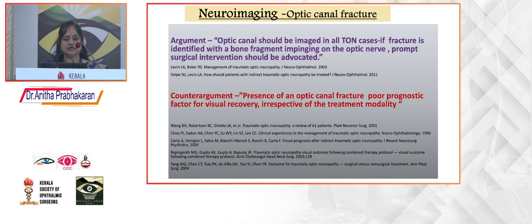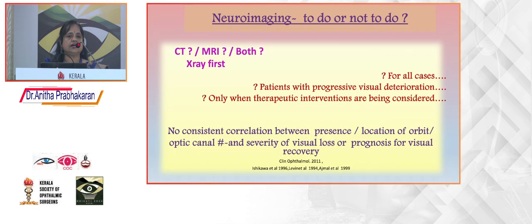But the counter argument is that irrespective of the treatment modality, there is no very poor prognostic factor for visual recovery. Hence, right from the investigation till the management, I will be continuing to remember Shakespeare's quote of 'to be or not to be', because neuroimaging is again questionable. The clinical usefulness of neuroimaging in traumatic optic neuropathy remains debatable, as there is no consistent correlation between the presence or location of a fracture and the severity of visual loss or visual recovery prognosis.